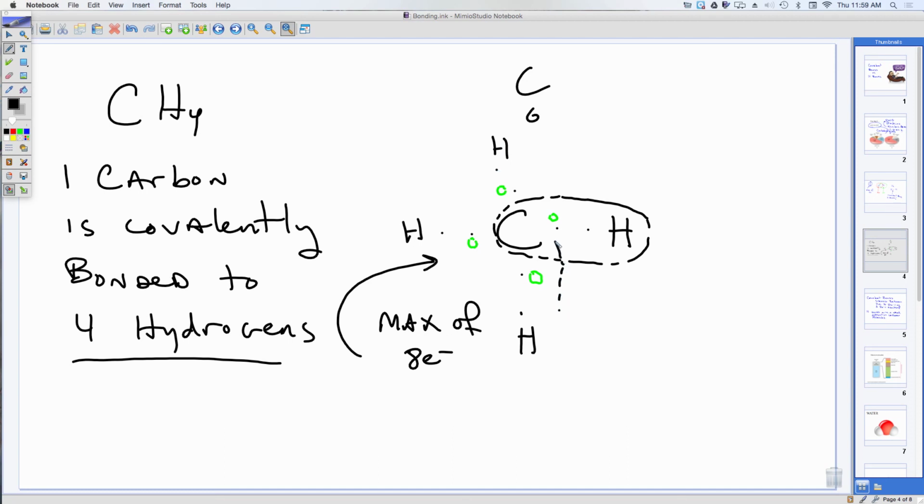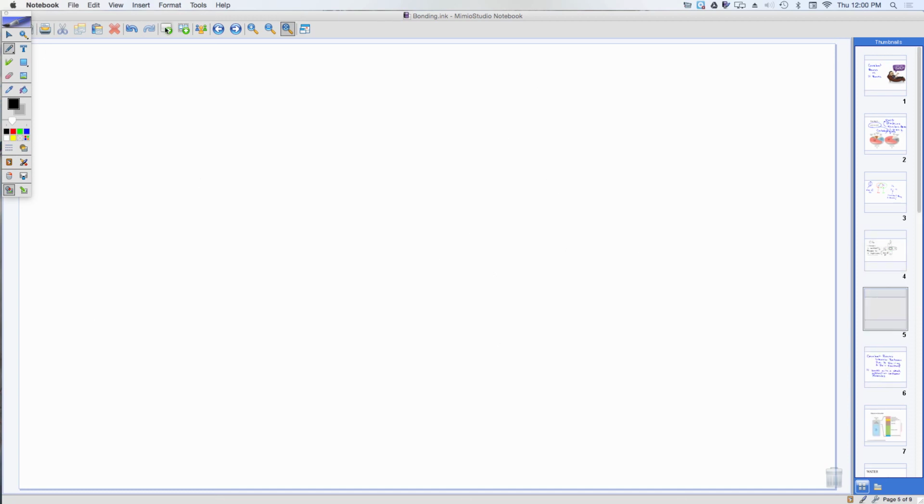And if I extend my ellipses here, you will see that from carbon's perspective, it has a total of 8 electrons and is pleased, and each hydrogen has 2 electrons, and each hydrogen is pleased. The end result is a stable molecule that we would draw in the following way.